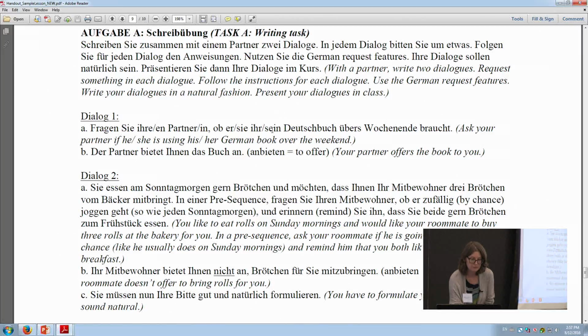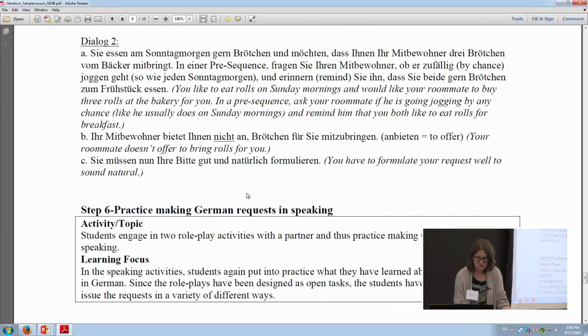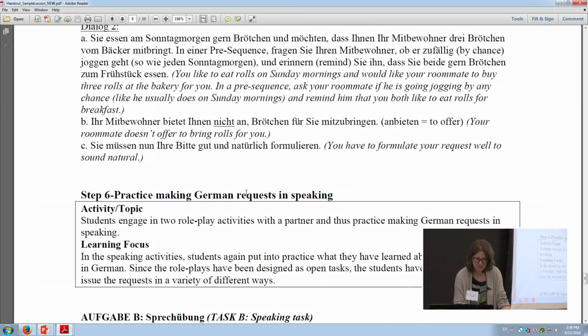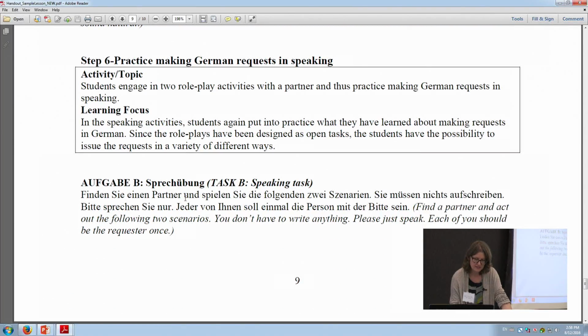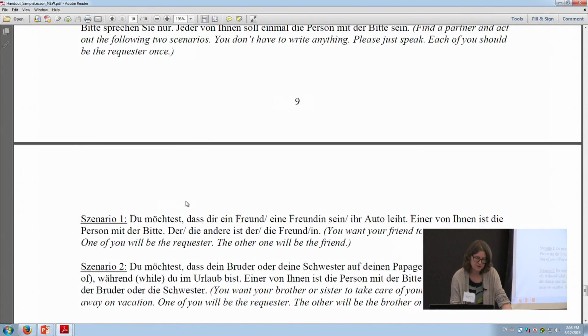Yeah, so they had two dialogues here. So they did that, and of course you can have students act out those dialogues in class. Yeah, that's no problem at all. I did that too, and there's also a speaking practice. Same thing. Students engage in 2 role-play activities here with a partner, and they just practice making requests. Yeah. And here are the tasks for that. Yeah. So there's a scenario 1 and a scenario 2.